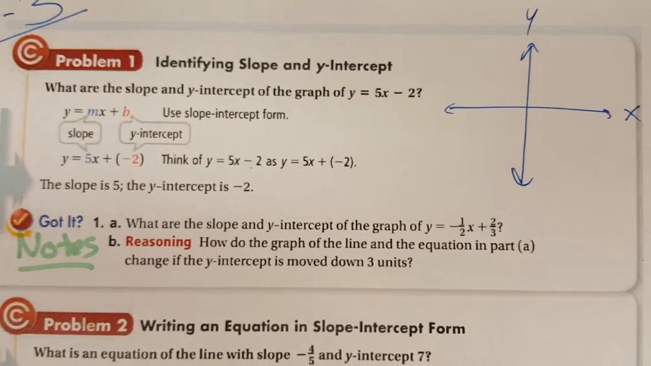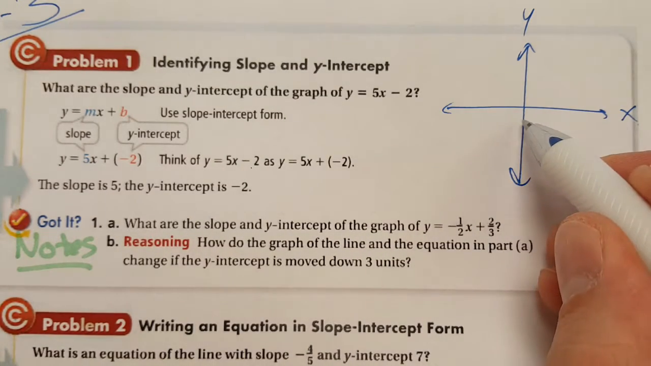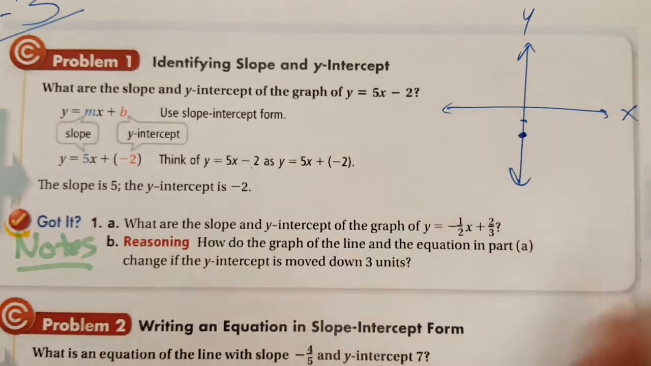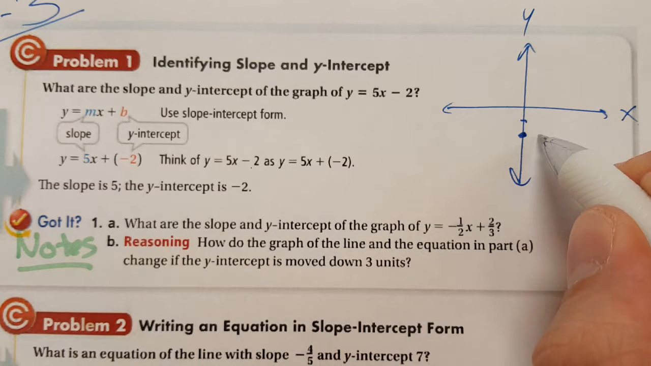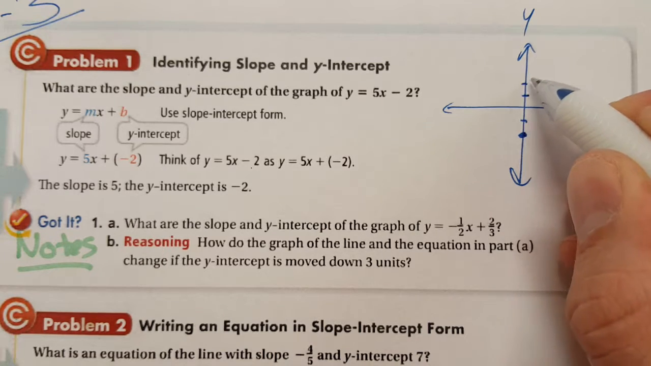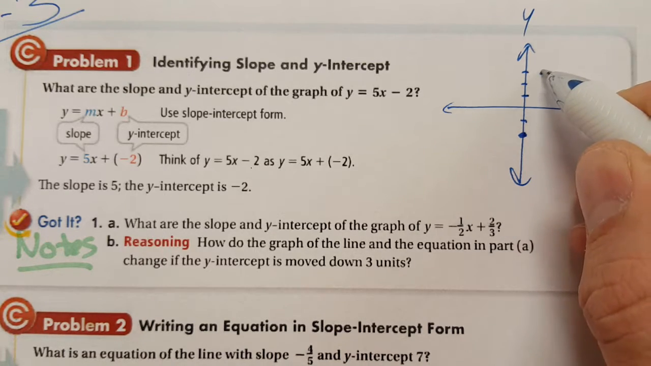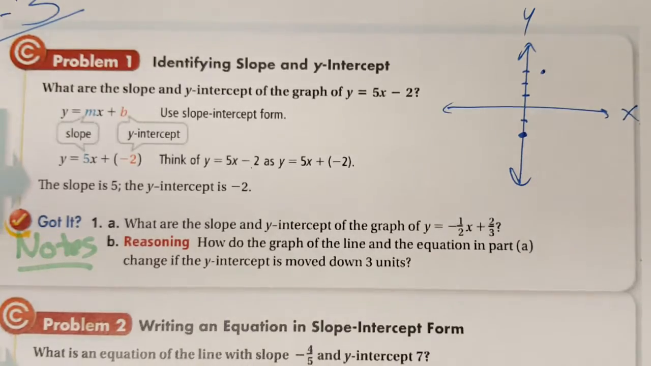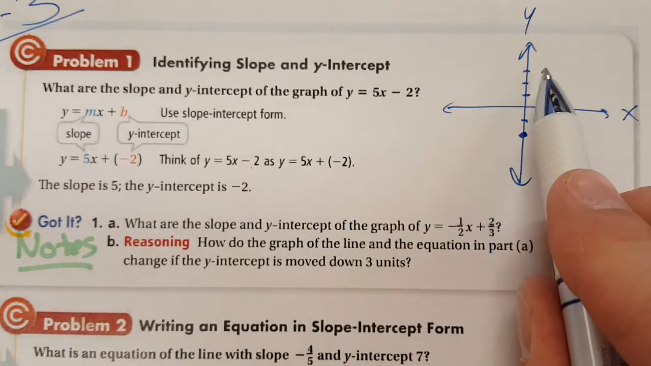I'm kind of cheating a little bit here, but if I wanted to graph it, I would start at negative 2, and the slope is 5. I like to say 1 to the right, change in the height. So I'd go over 1 and then up 5. So 1, 2, 3, 4, 5. So my next coordinate point will be right there, and then I play connect the dots. So that's where I start, and that's how I move.